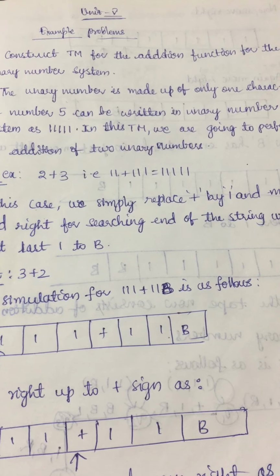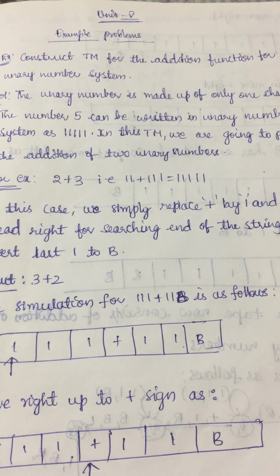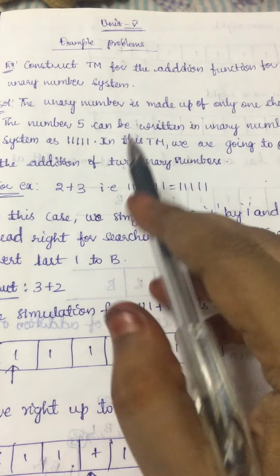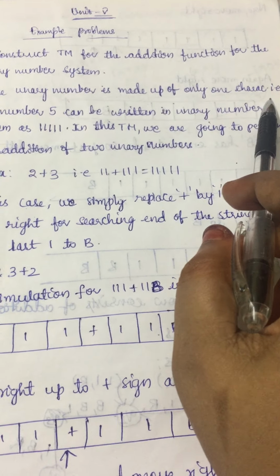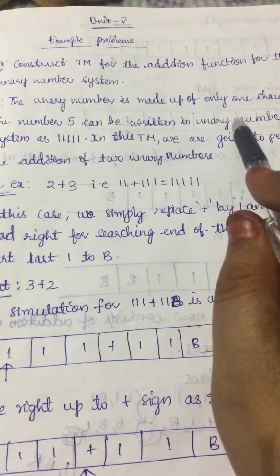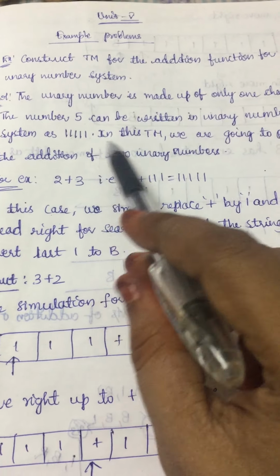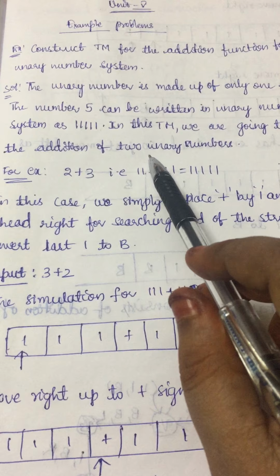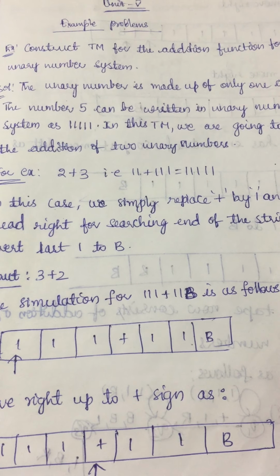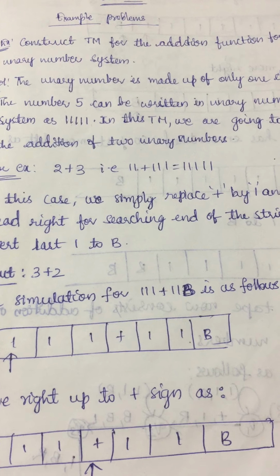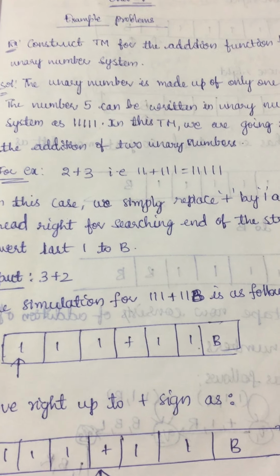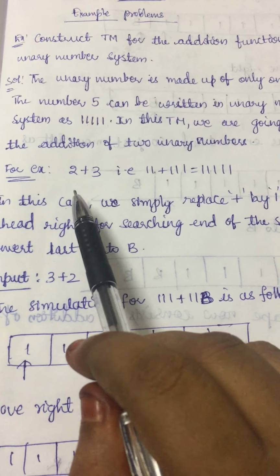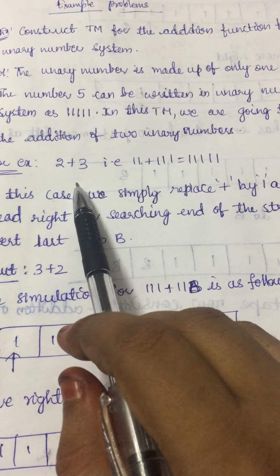The unary number system is nothing but a number which consists of only one character. For example, the number 5 can be written in the unary number system as 5 ones. In this Turing machine, we are going to perform the addition of two unary numbers. That means instead of considering the digital number format, we are going to consider the unary number format here.